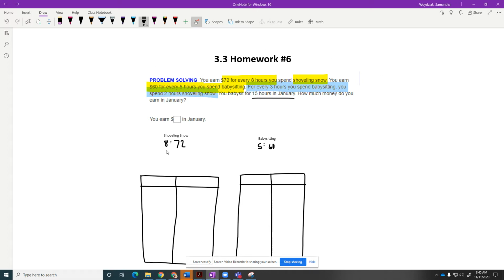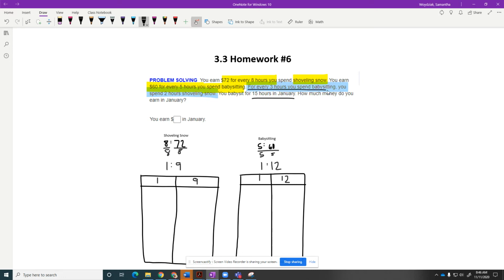But if you have a different way and you're able to get to the same answer, then that works as well. So I know that 8 goes into 72. If I take 8 divided by 8, I'm going to get 1. And if I take 72 divided by 8, because I do have to do the same thing to both sides, I'm going to get 9. Over here, if I divide both by 5, I'm going to get 1 to 12. So really what that means is for every 1 hour of shoveling snow, you're going to make $9. And for every 1 hour of babysitting, you're going to make $12. Okay, that's really awesome. We already figured out the simplified ratio.